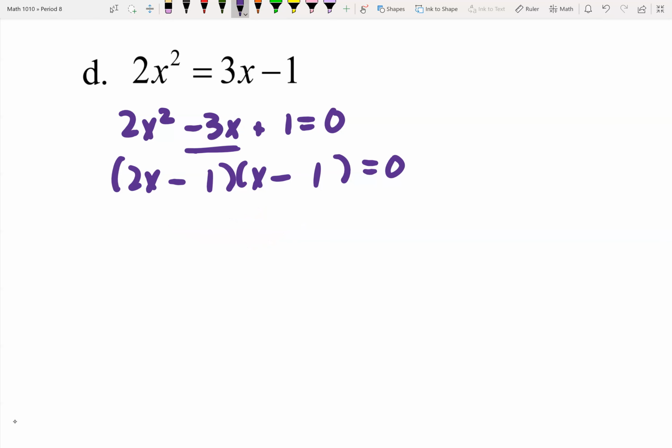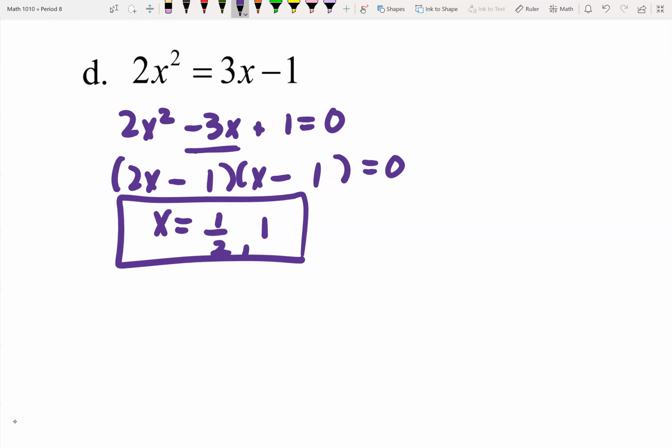So that 2x minus 1, the 1 comes over and becomes a positive, divide by 2. The x minus 1 comes over, becomes a positive, and I'm done.